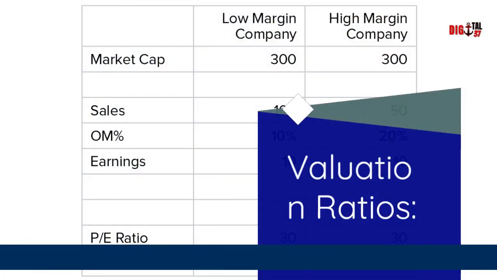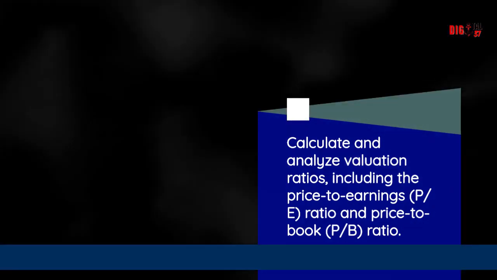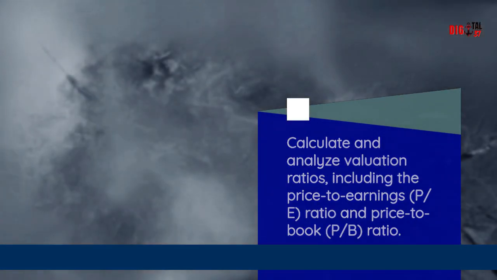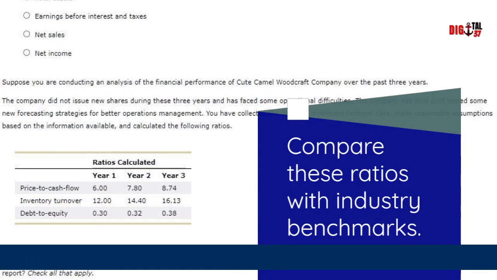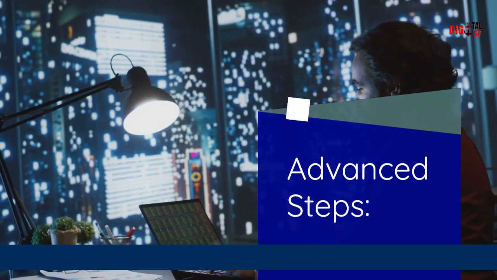Valuation ratios. Calculate and analyze valuation ratios, including the price to earnings (PE) ratio and price to book (PB) ratio. Compare these ratios with industry benchmarks. Advanced steps.